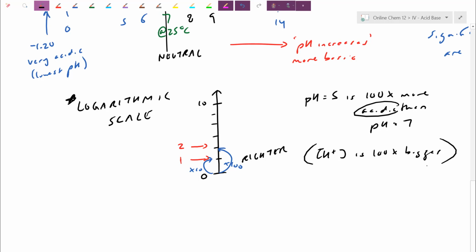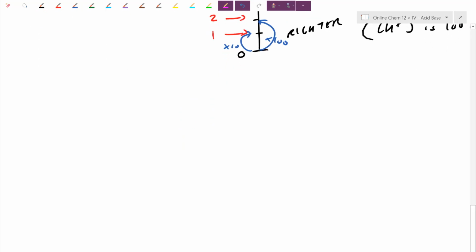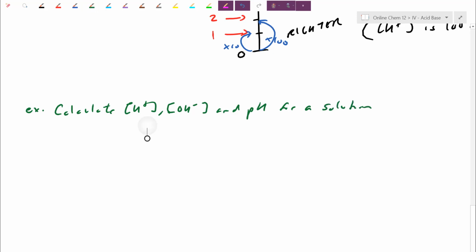Even though it looks like a linear scale, it looks like a flat, nice and even scale here, it's actually not flat. Every step is 10 times harder than the one from before. Okay? So that just introduces another nice math question for us here. What I want you to do is calculate the H plus, the OH minus, the pH, and pOH for a solution with pOH. Let's do 3.57.